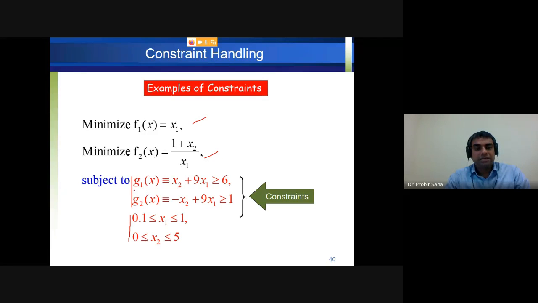So what is the extra constraint? These 2 constraints are there. One is that x2 plus 9x1 has to be greater than 6. This is very common in real world optimization problems. And the second constraint is that minus x2 plus 9x1 has to be greater than 1. So now I have to find out the Pareto solutions which will also satisfy these constraints.